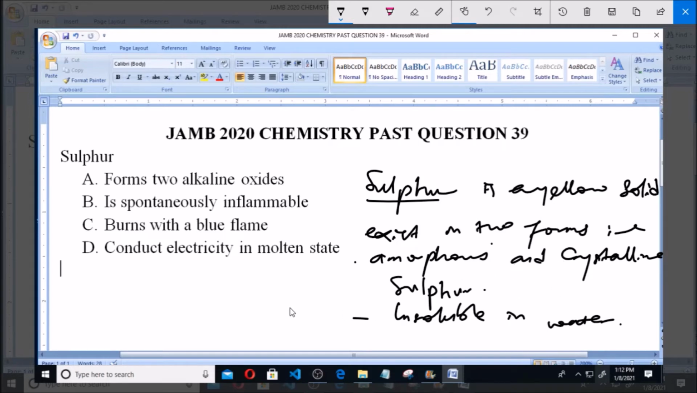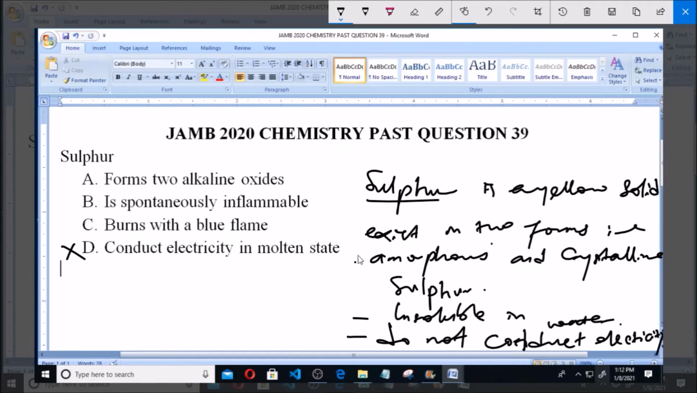Now sulphur does not conduct electricity, so making option D wrong. Sulphur does not conduct electricity at all.